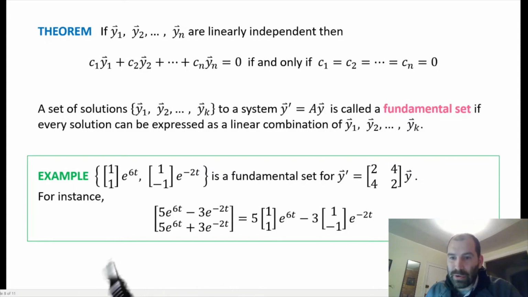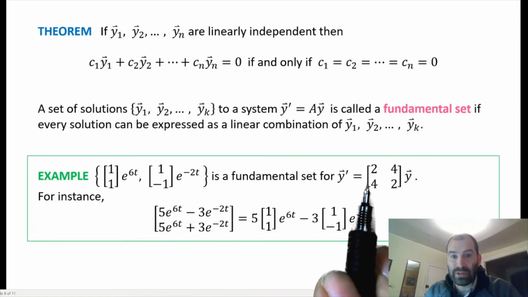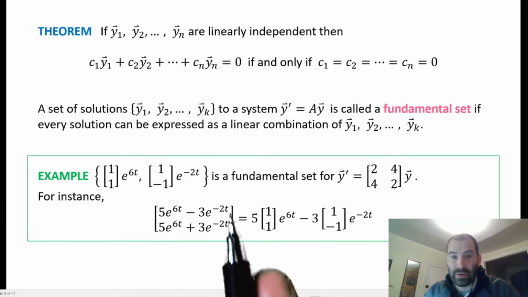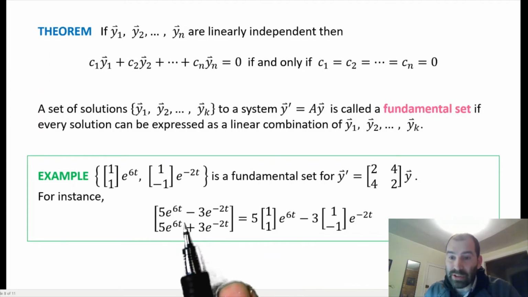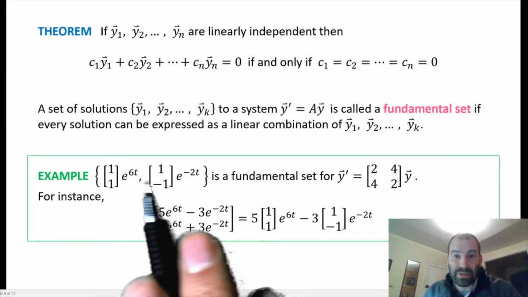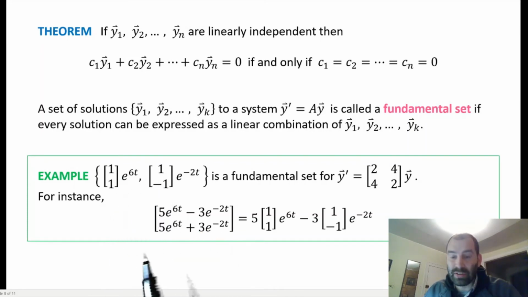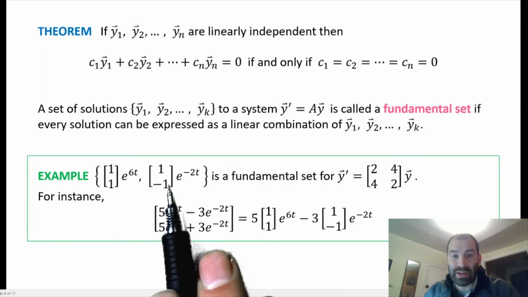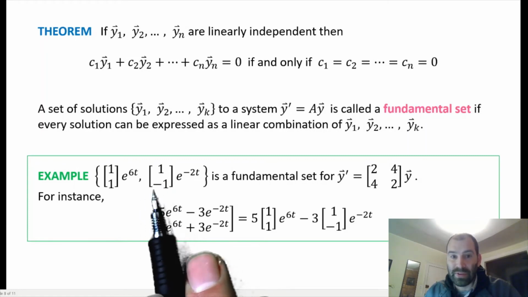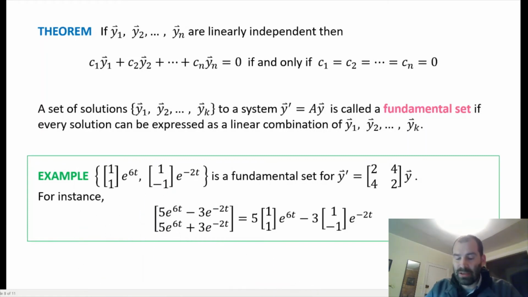But just for instance, what does it mean to be a fundamental set? Well, it means that if I take any solution, this is also a solution to this differential equation. And you can check that, take the derivative, and then multiply it by the matrix, verify that they're the same. You'll see that it works. That means that I should be able to express this as a linear combination of these guys. And sure enough, I can. I can write this as 5 times the first one minus 3 times the second one. If this is a fundamental set, I'm always guaranteed to be able to do that.